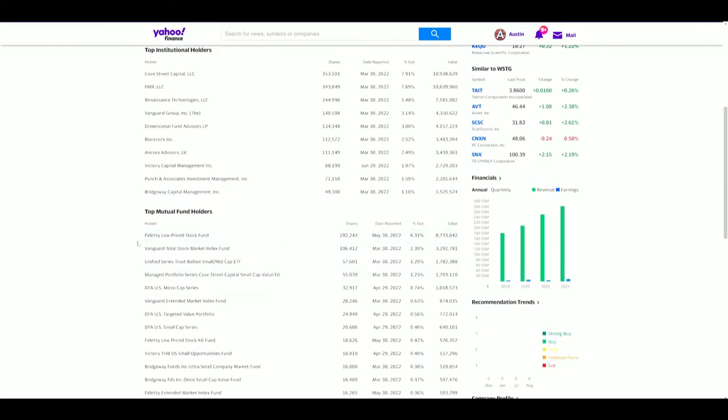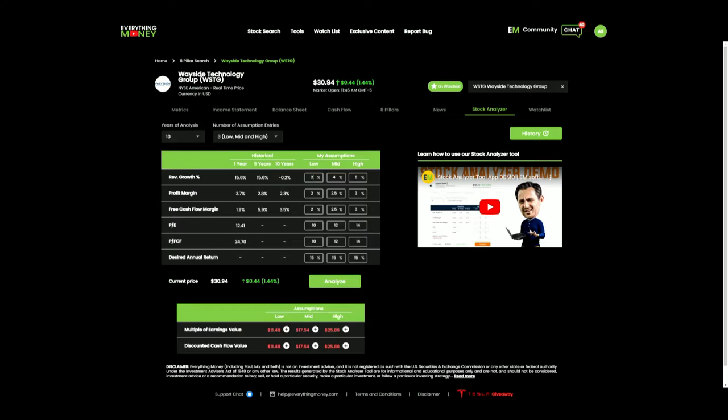Top mutual fund holders. And sure enough, Vanguard Total Stock Market Index Fund. I'm a holder in this company without even realizing it. So let's say I'm completely wrong in this analysis and I never end up filling a position in this company.